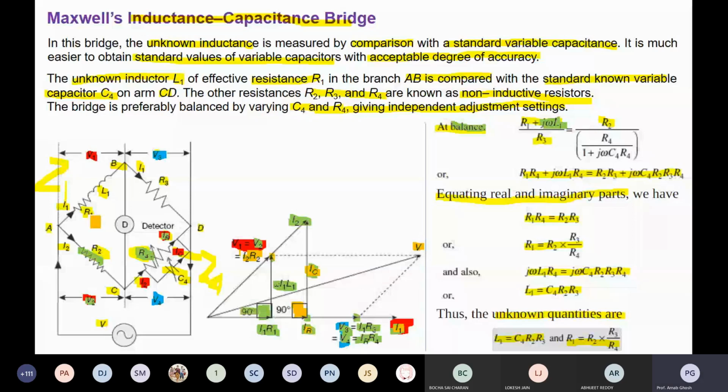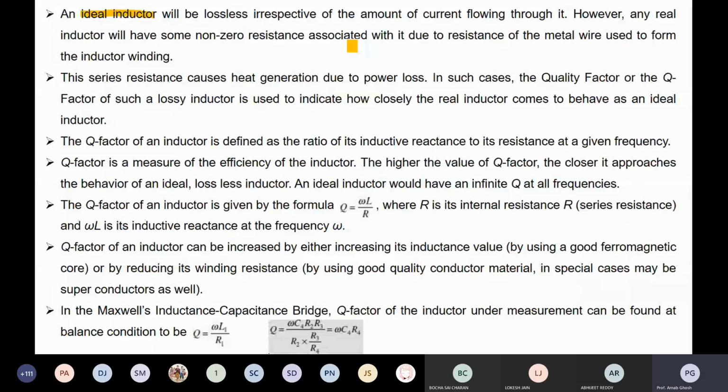So there will be no resistance in an ideal inductor. However, a real inductor has some non-zero resistance associated with it due to the resistance of the metal wire used for the inductor winding. That's the basic reason for calculating the equivalent series resistance for your practical inductor. But this series resistance causes heat generation due to power loss.